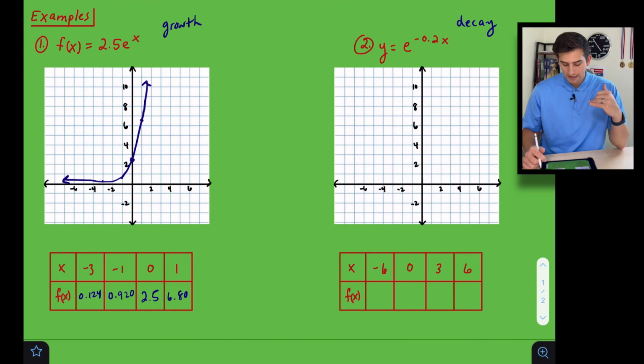So when x is 0, that's going to be e to the 0, so this will be (0, 1), which is what I tried to do on the last one, but we did have a value of a that was other than 1, so that's why it was (0, 2.5) for number 1.